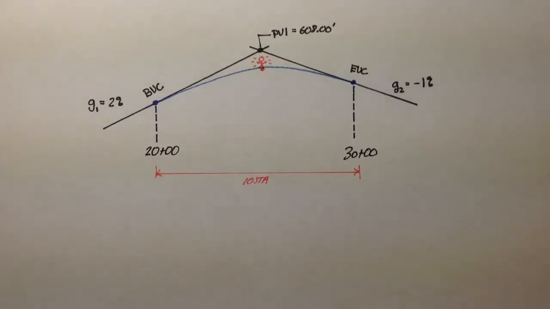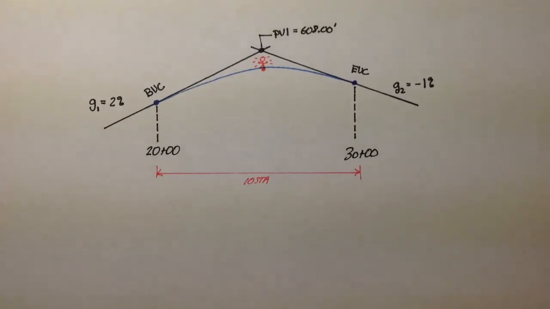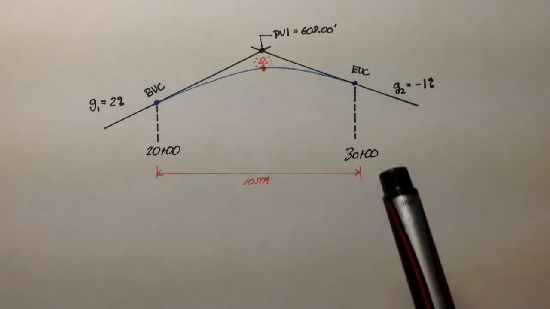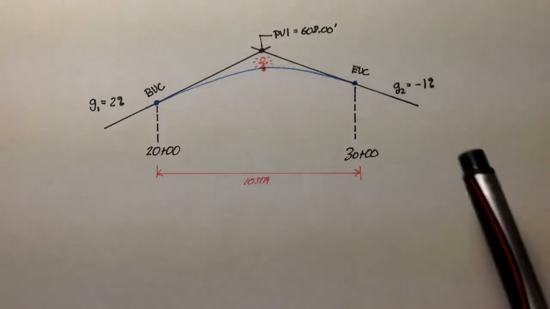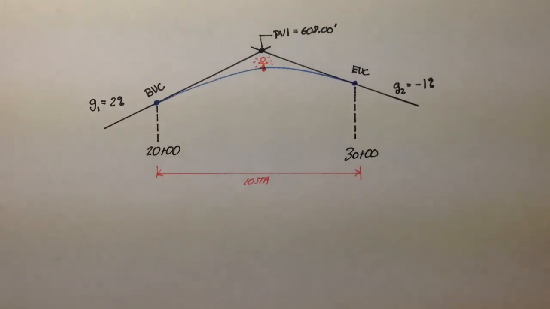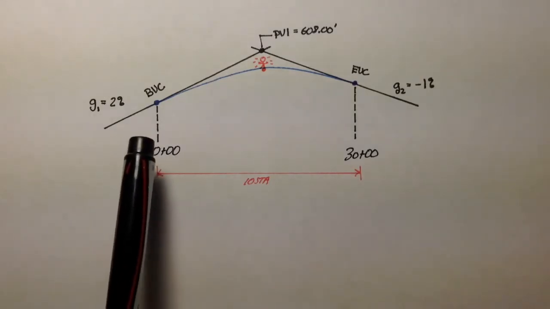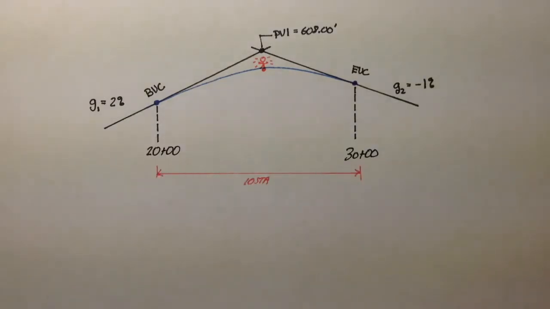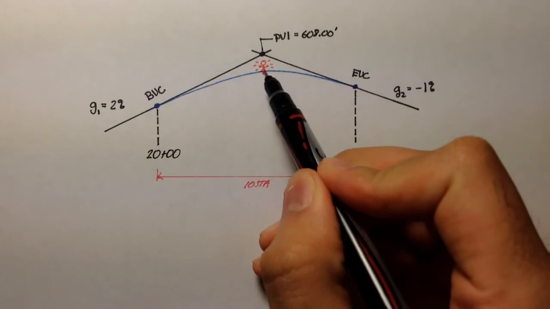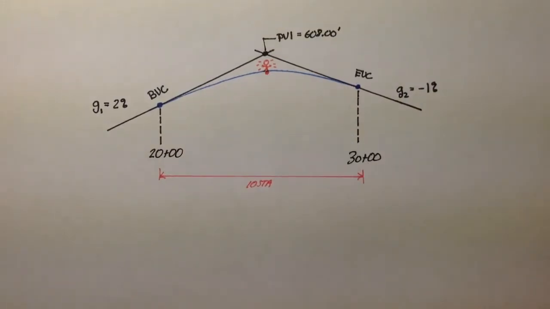In this video we're going to look at a pretty simple example that incorporates everything we've learned about vertical curves. We have a vertical curve already drawn out, with the entering tangent and the exiting tangent. There are several things we want to find. First, the elevations of BVC and EVC. BVC is the beginning of vertical curve, and EVC is the end of vertical curve. We also want the elevation of this point right here, located right at the PVI.